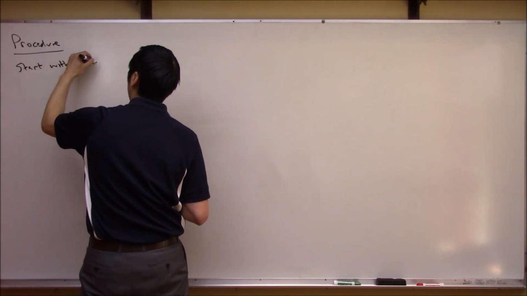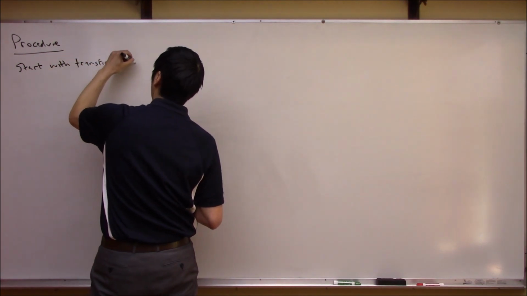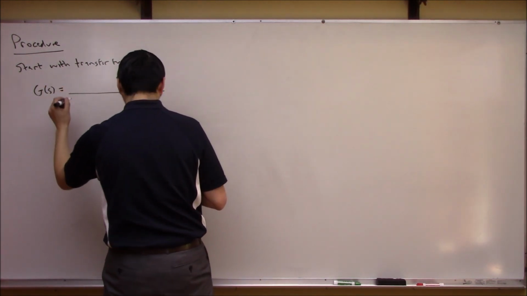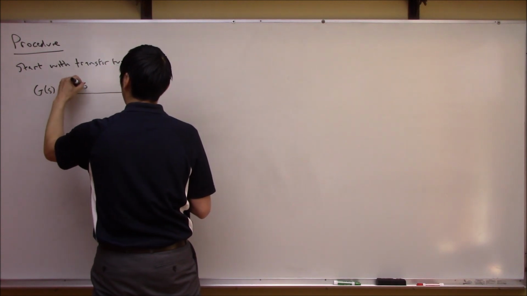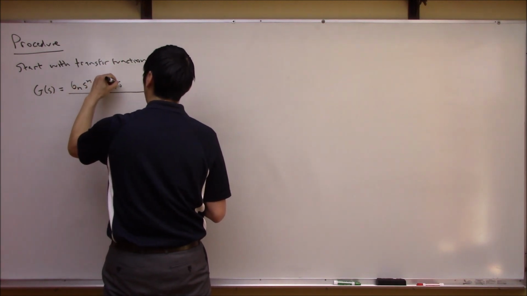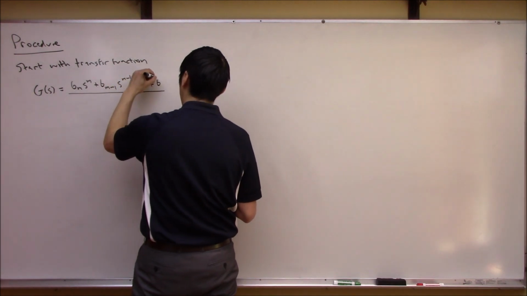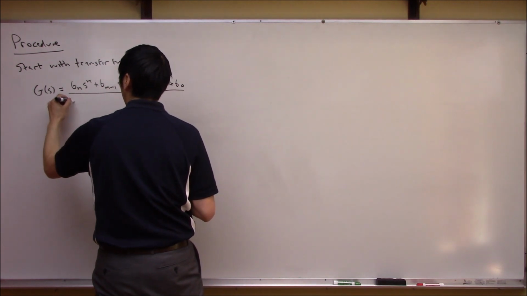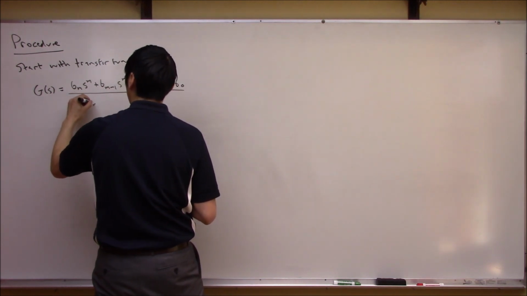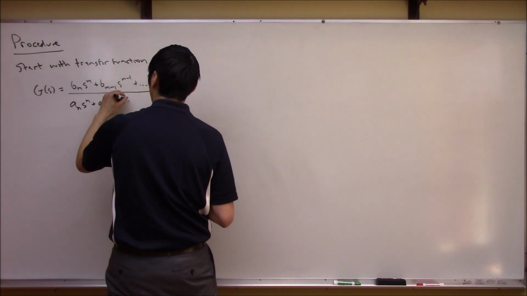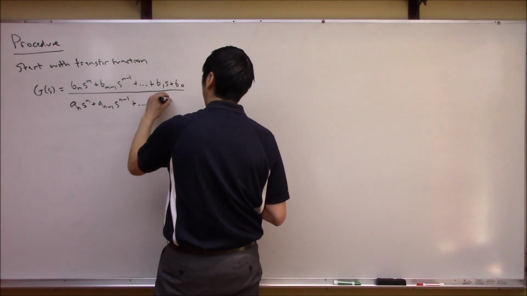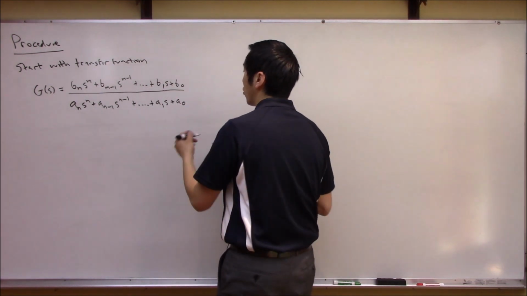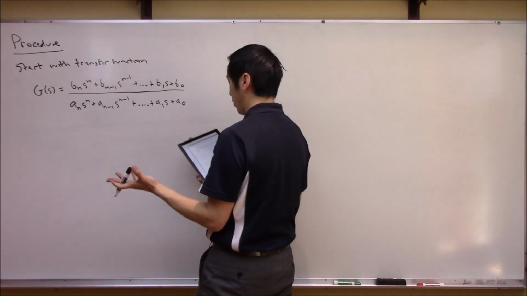Let's assume that you start with a transfer function, and let's write it down in a general format. It's basically just a numerator polynomial, let's call it b_m s to the m plus b_(m-1) s to the m minus 1, plus all the way down to b_1 s plus b_0, over a denominator polynomial, so a_n s to the n plus a_(n-1) s to the n minus 1 plus yada yada yada plus a_1 s plus a_0. Numerator polynomial over denominator polynomial.